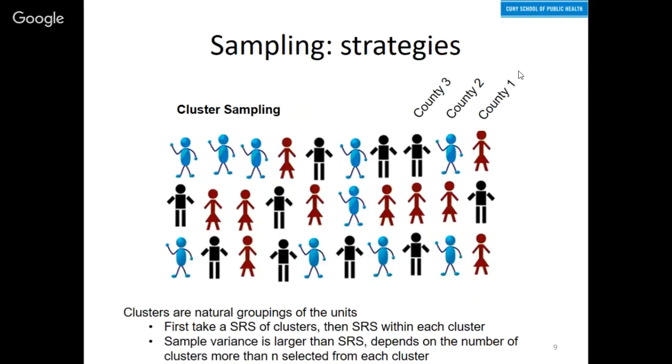Yes? And would you have to sample or select the clusters randomly, or can you define characteristics that you want them to have, or would that be done?